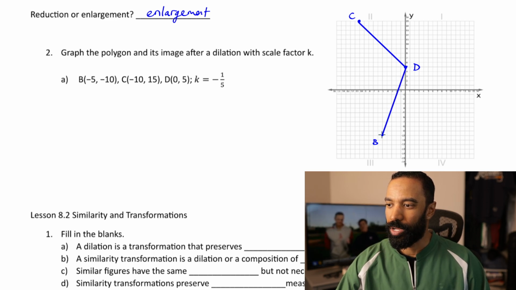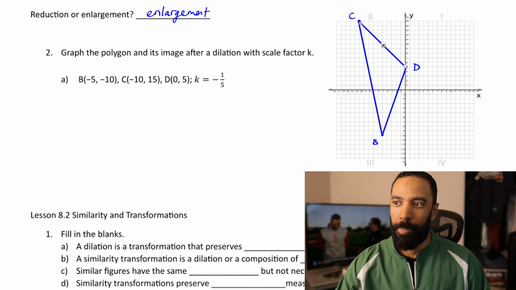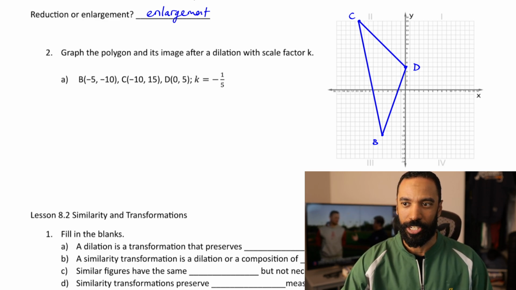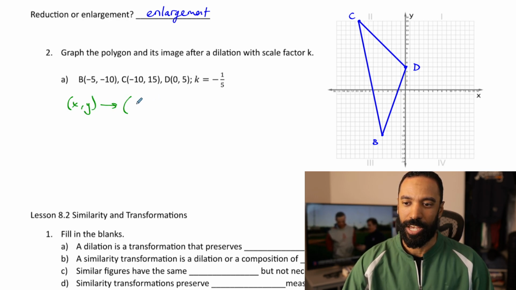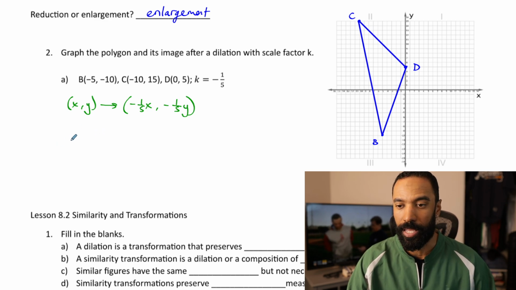We're going to reduce this thing. We're going to make it 5 times smaller, 5 times closer to the origin, but it also flips on the other side of the origin. This negative thing is going to change some things. The rule basically goes from your pre-image points of some (x, y) to some -1/5 of x and -1/5 of y. Basically divide your points by -5. That's what -1/5 means.